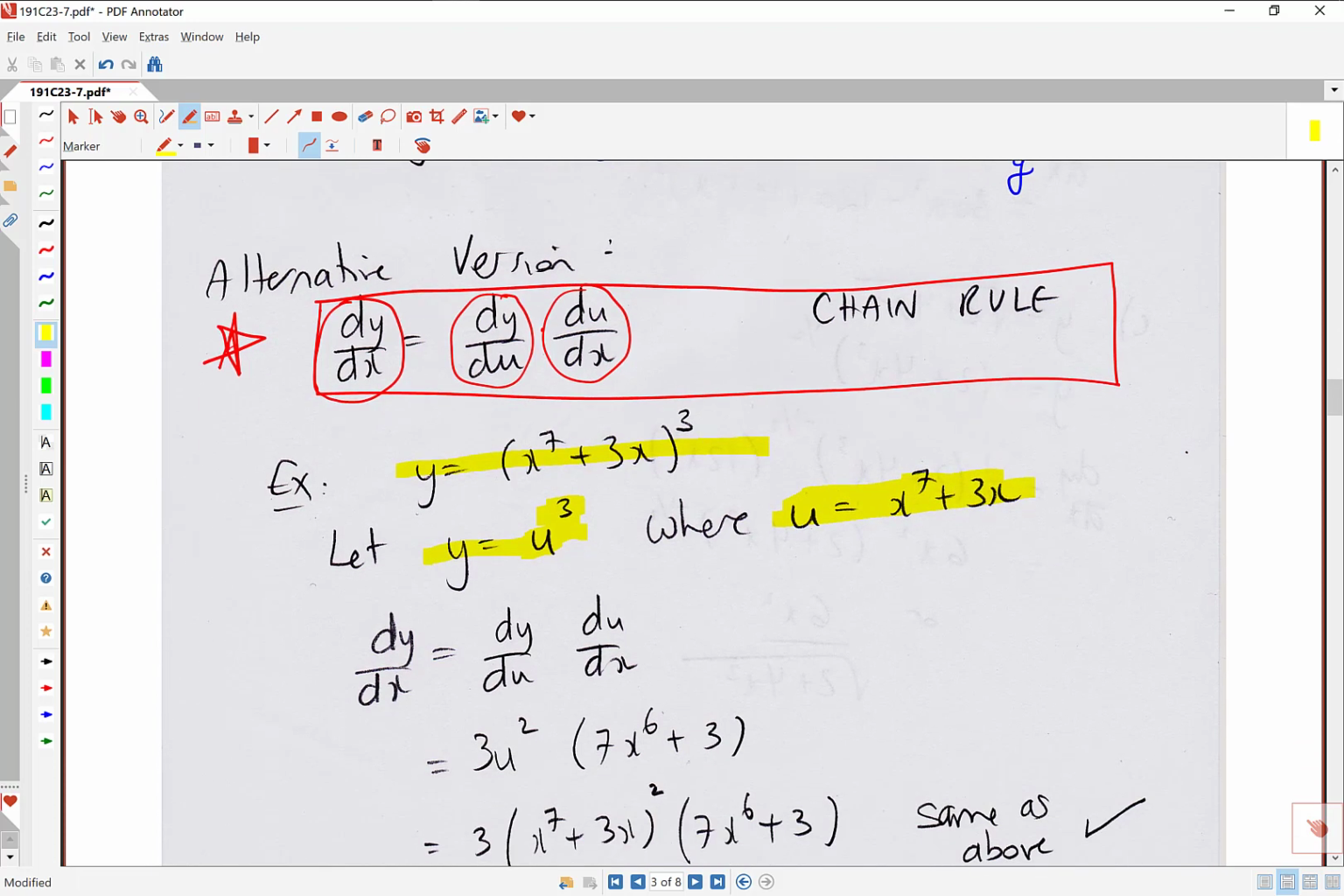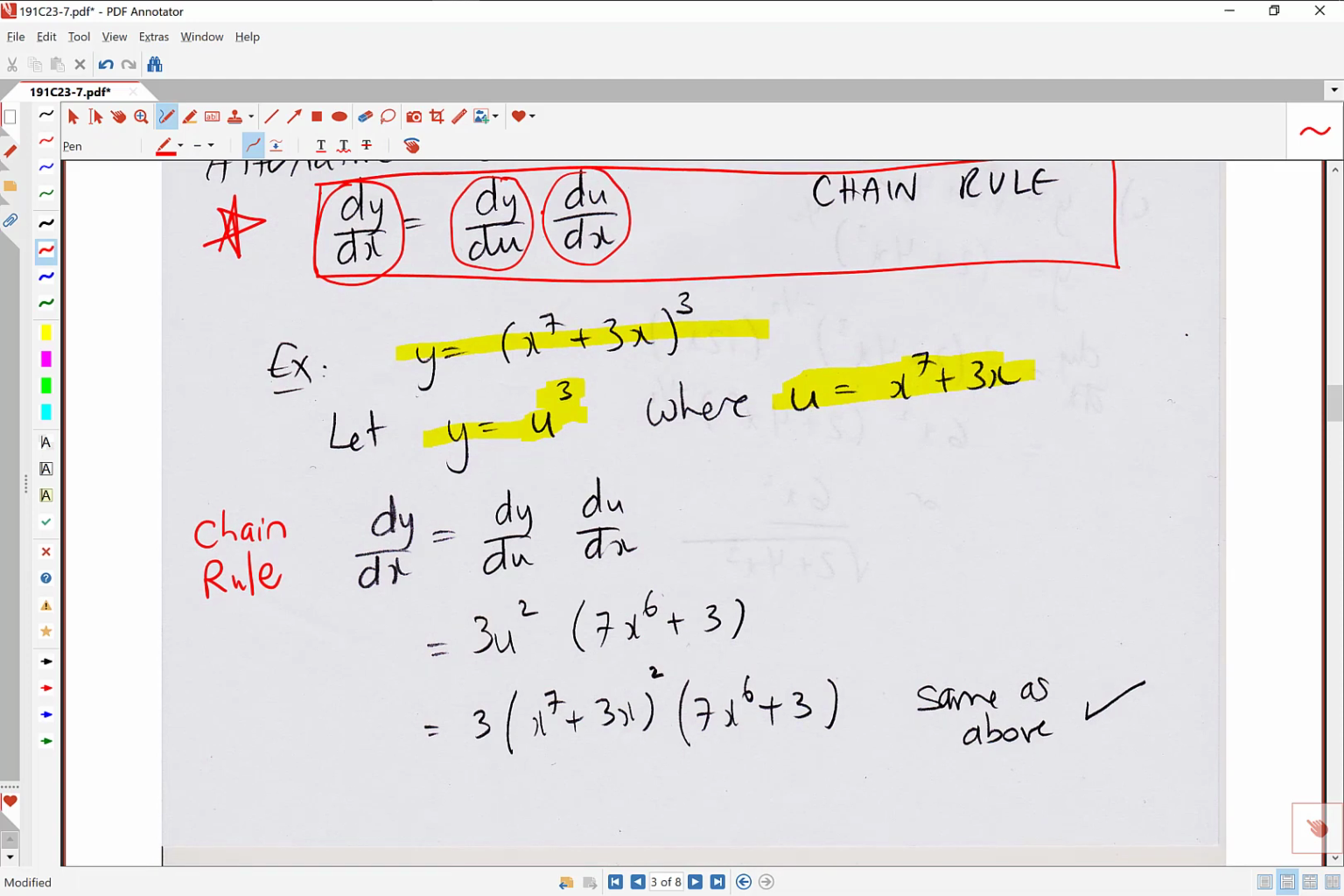Okay, then we break out our chain rule. So here's our alternative version of our chain rule, which says dy by dx equals dy by du times du by dx. And we just look up at our functions here. So we said y is u cubed, therefore dy by du is equal to 3u squared. Okay, and then continuing with our chain rule, we're supposed to multiply this by du by dx. Well, we said u was x to the 7 plus 3x. So taking the derivative of that, we get 7x to the 6 plus 3.